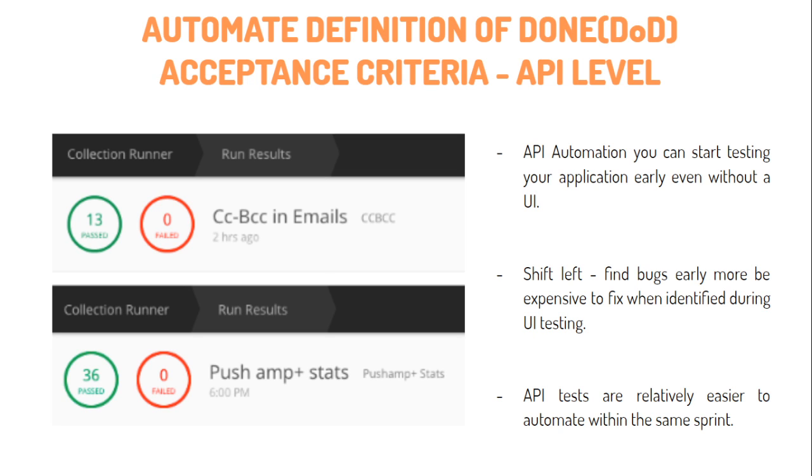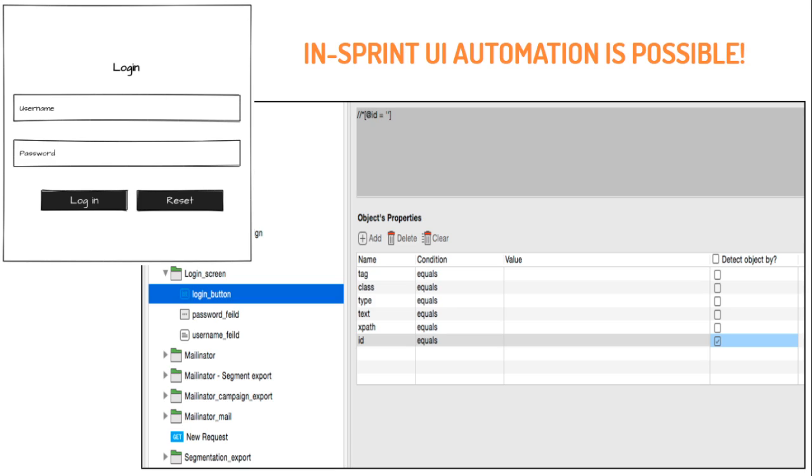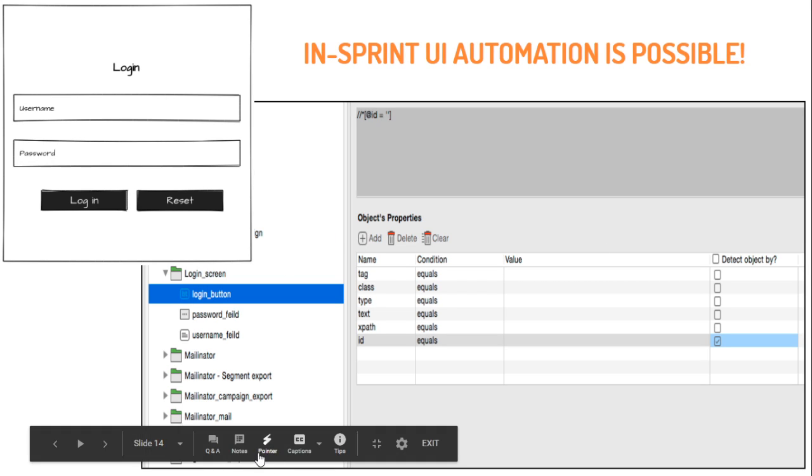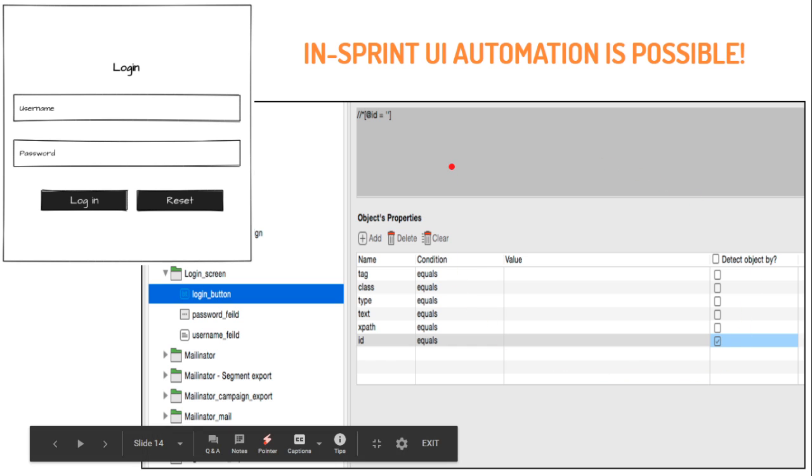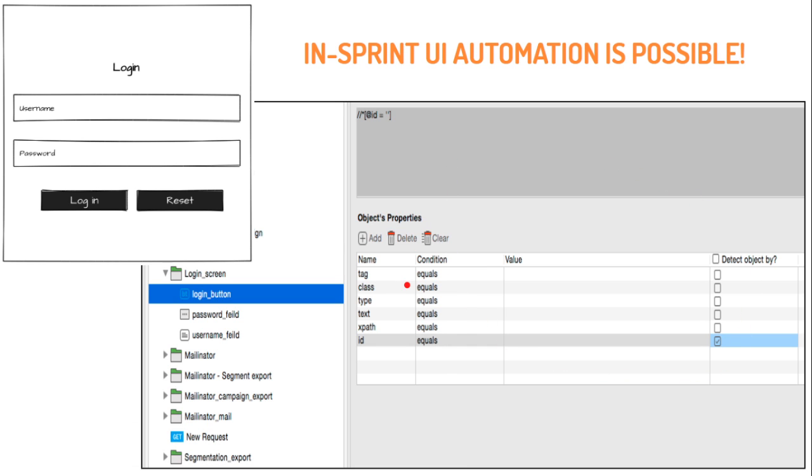So one way of transitioning towards in-sprint test automation might be UI automation. Can we automate UI within the same sprint? Yes, it can be done. Let's assume that you want to test a login screen. You have a login page planned for release this sprint. This is an illustration of a tool called Katalon Studio, which is a test automation tool.